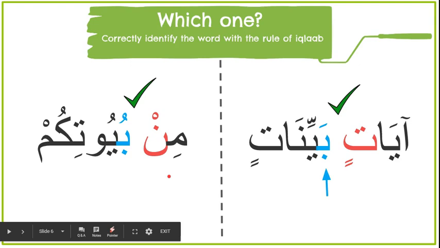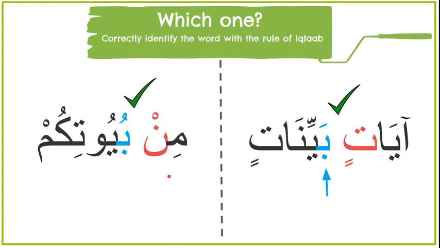Now let's look at this example. We said already that it has a Noon Sakin on the top and it is followed by a Ba. So we will make sure we read it as Mim, not Min, but we have to also read it with Ghunna. Min buyutikum. Again, Min buyutikum.